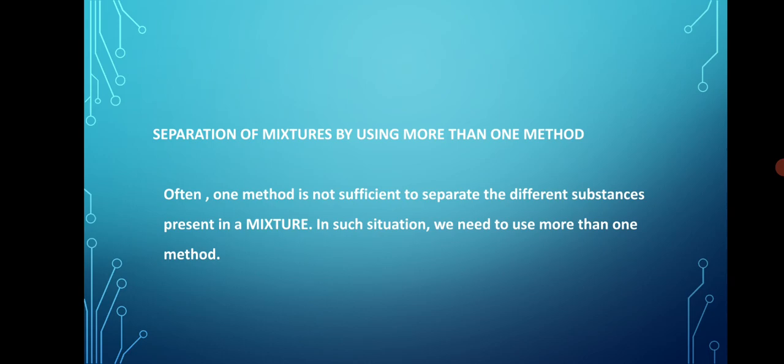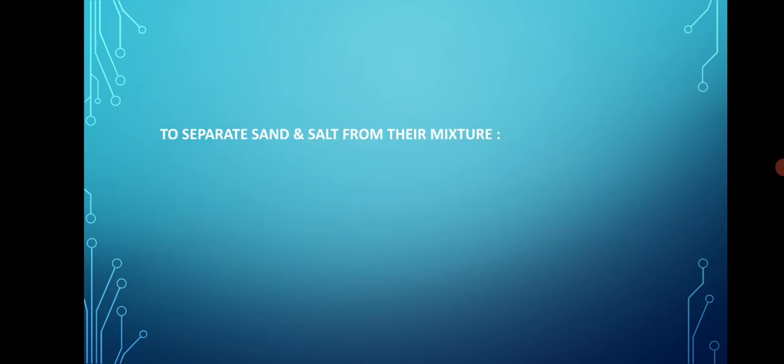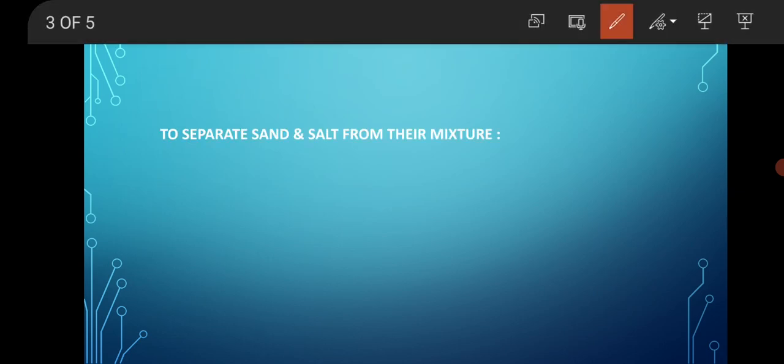That means if a mixture contains more than two things, then it is not possible for us to separate the different types of substances in that mixture by using one method. So in such a situation we need to use more than one method. Say, for example, if we want to separate sand and salt from their mixture, what do we have to do, or how many methods should we use to separate sand and salt from their mixture?